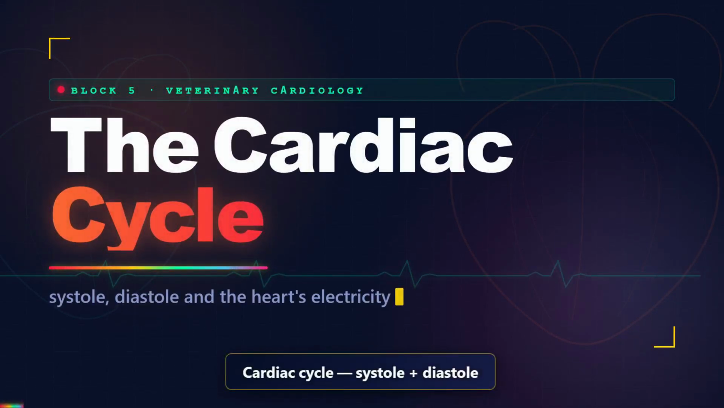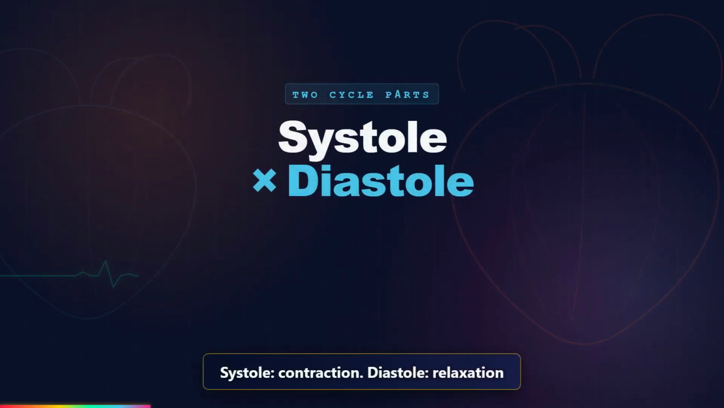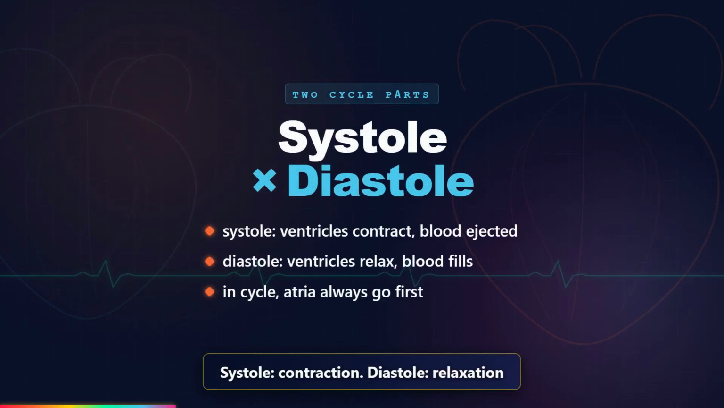Each complete cycle of contraction and relaxation of the heart is called the cardiac cycle. There are two main parts, systole and diastole. During systole, the cardiac muscle contracts. Blood is ejected from the atria to the ventricles and from the ventricles to the arteries. During diastole, the heart relaxes and fills with blood for the next contraction.